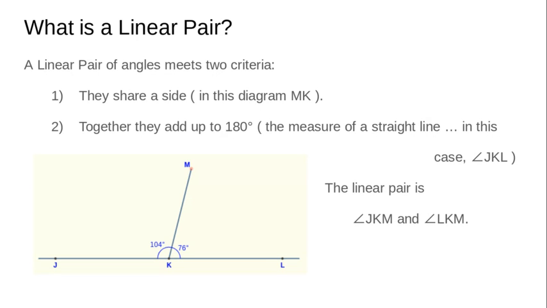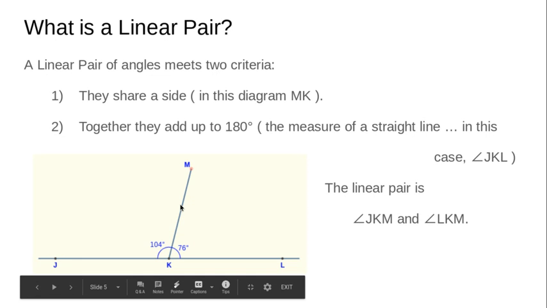What is a linear pair? A linear pair of angles has to meet two criteria. They have to share a side. In this diagram, the shared side would be MK. And they have to add up to 180 degrees. That's the measure of a straight line.